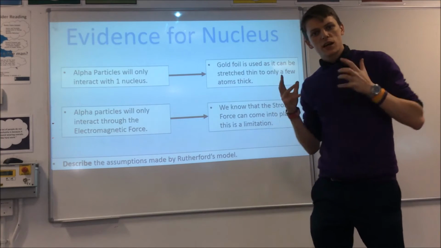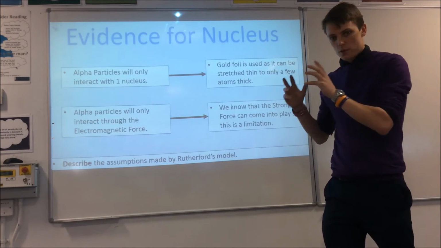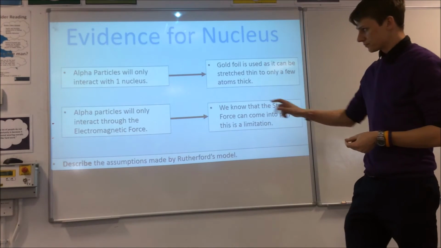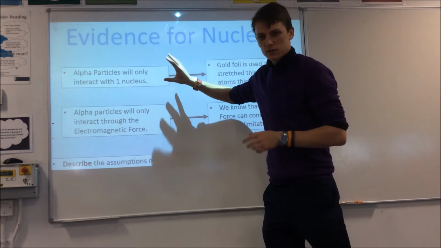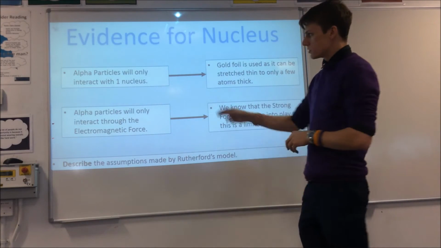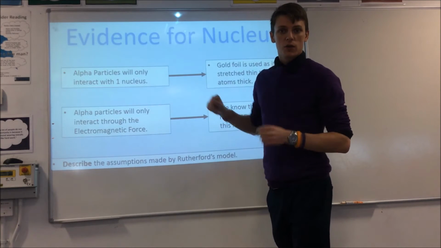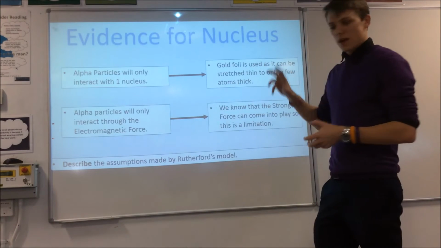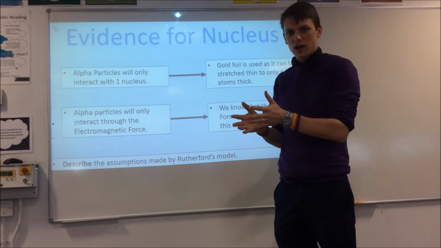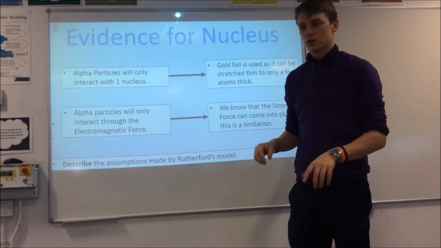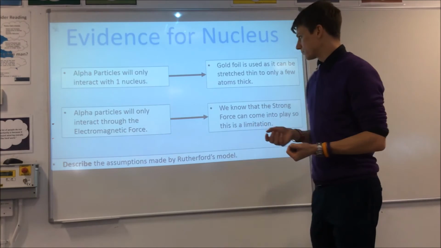Okay, so let's take a look at some of the assumptions behind the alpha scattering method. One of the assumptions you need in order to draw the conclusions that they did was to assume that each alpha particle will only interact with one nucleus. What that means is that each alpha particle hasn't interacted with multiple nuclei, which is called multiple scattering. So we've got single scattering going on.